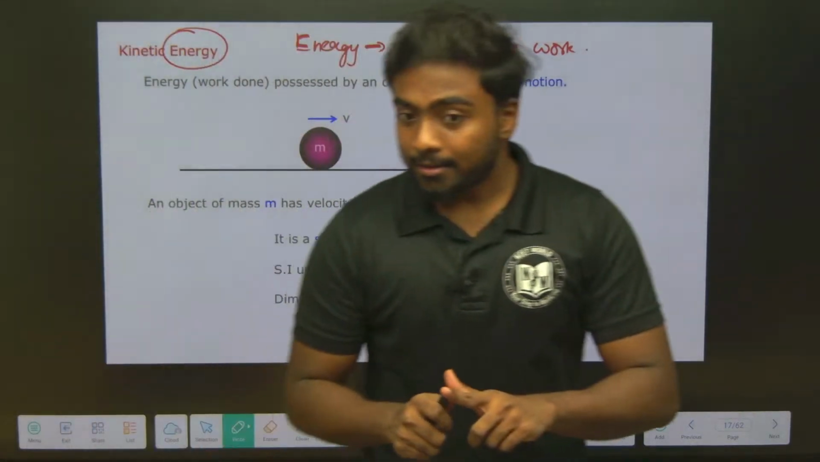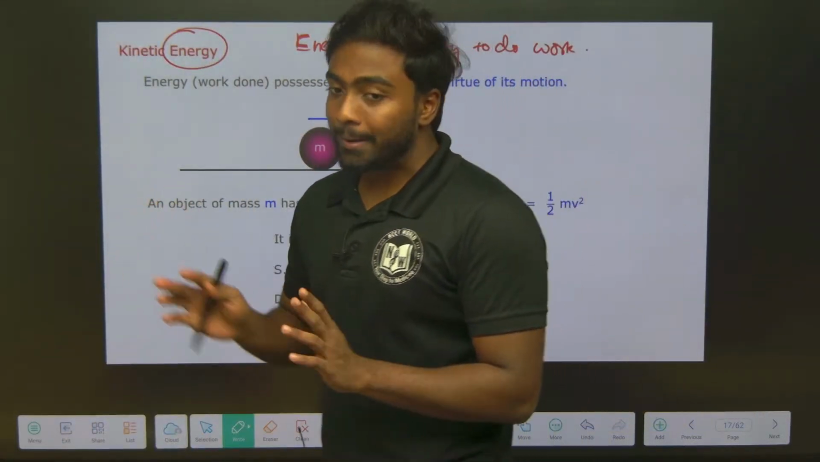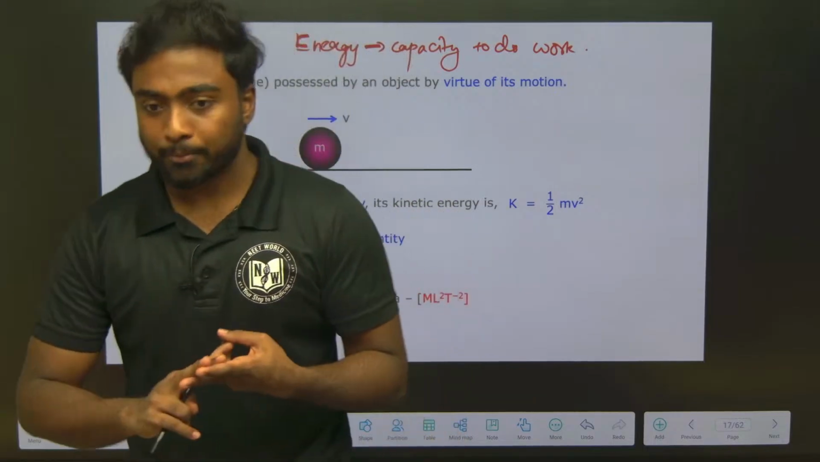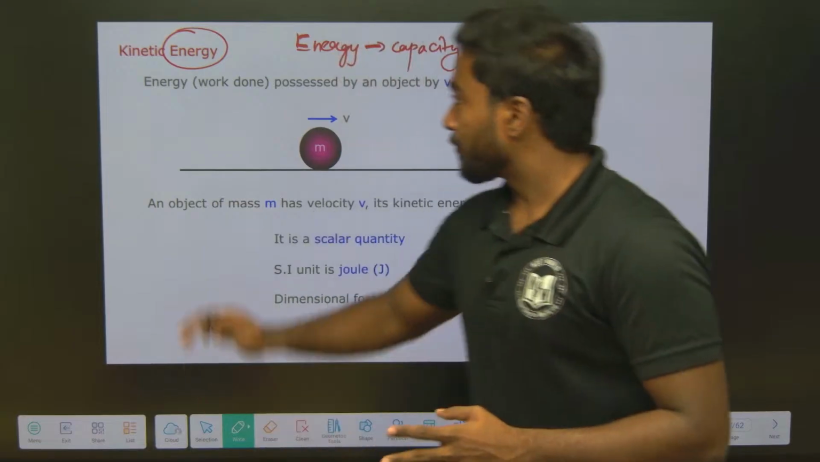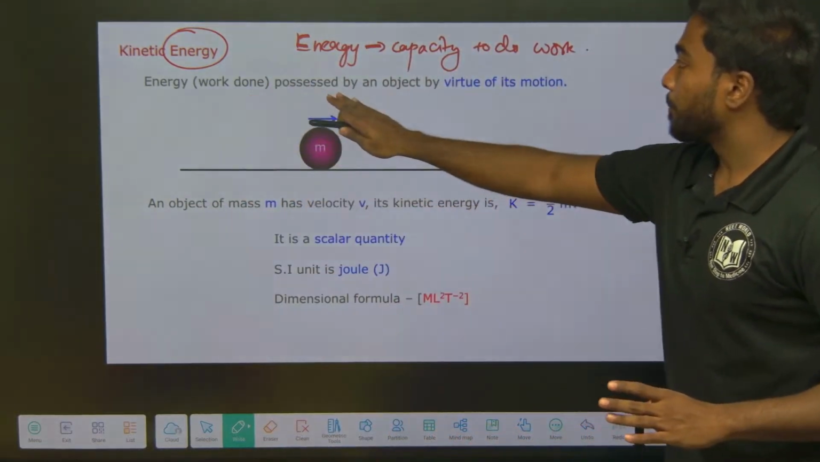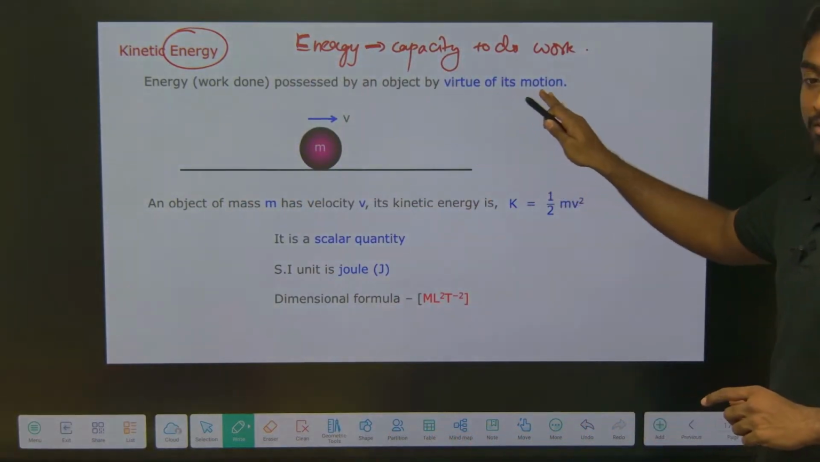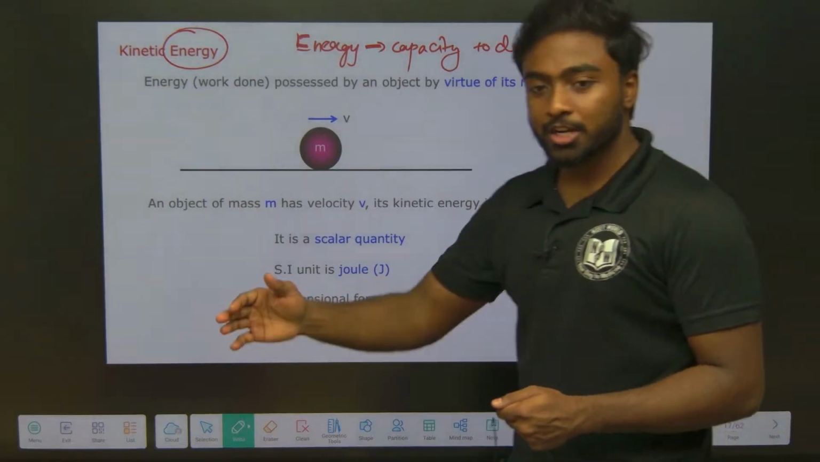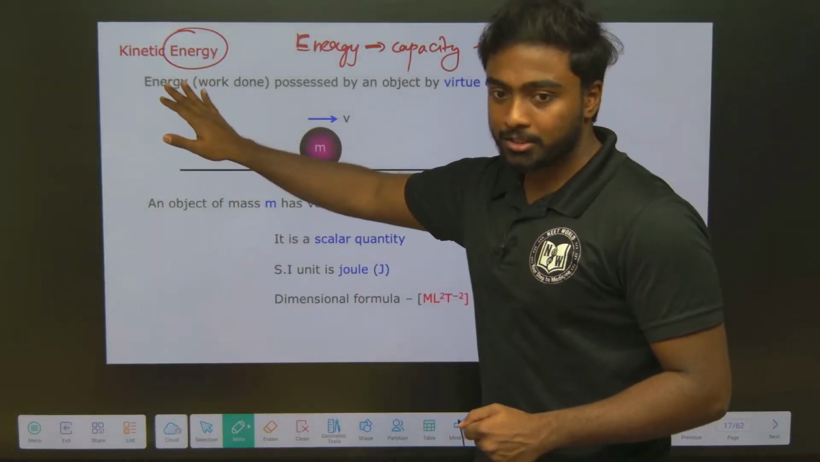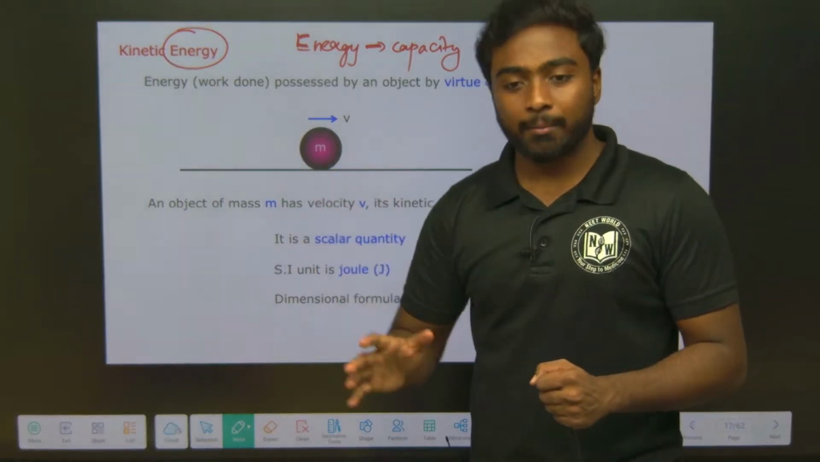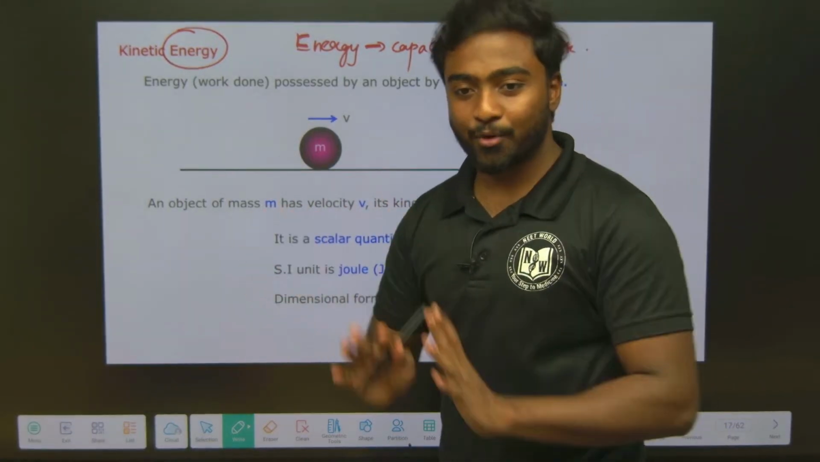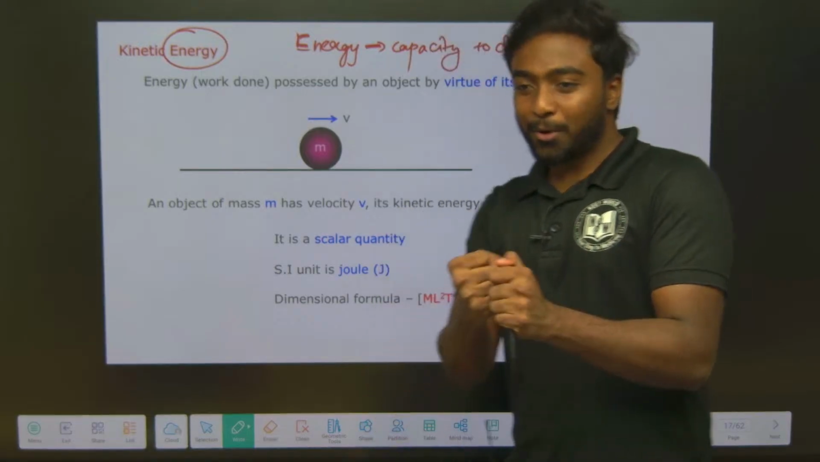Energy is classified into many types. We are discussing only two types in this chapter: one is potential, one is kinetic. Kinetic energy is the energy possessed by an object by virtue of its motion. When an object is in motion, we talk about kinetic energy. Potential energy is nothing but storing some energy. If you want to beat someone, you will store some energy.